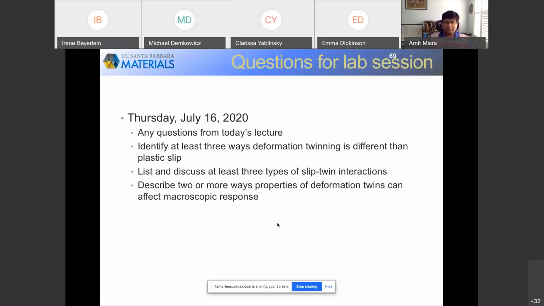Hello? Additional questions? Can twins be observed in X-ray diffraction patterns?